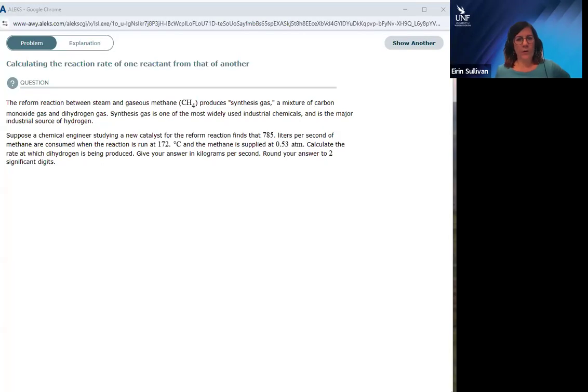Okay, so calculating the reaction rate of one reactant from that of another. What this question is getting you to do is write a relative reaction rate expression based on the stoichiometry of the balanced chemical equation. Of course, this question is really trying to test us by not giving us a balanced chemical equation. So I guess we should go forth and do that.